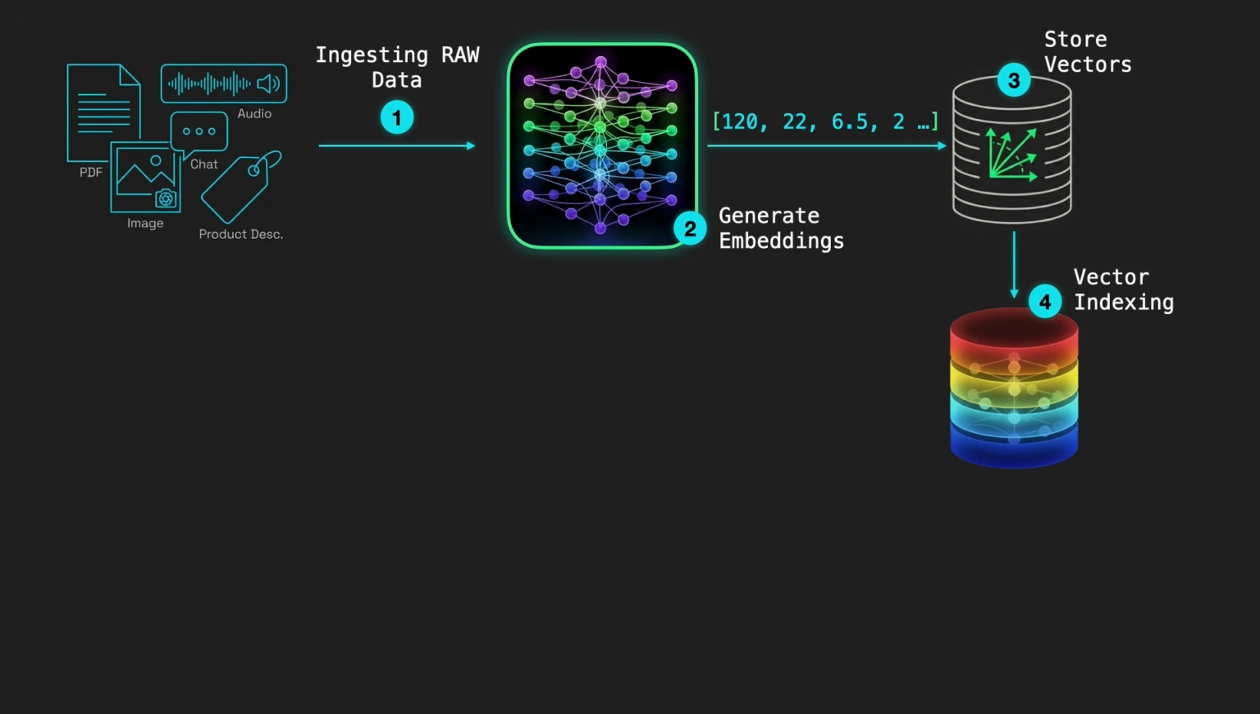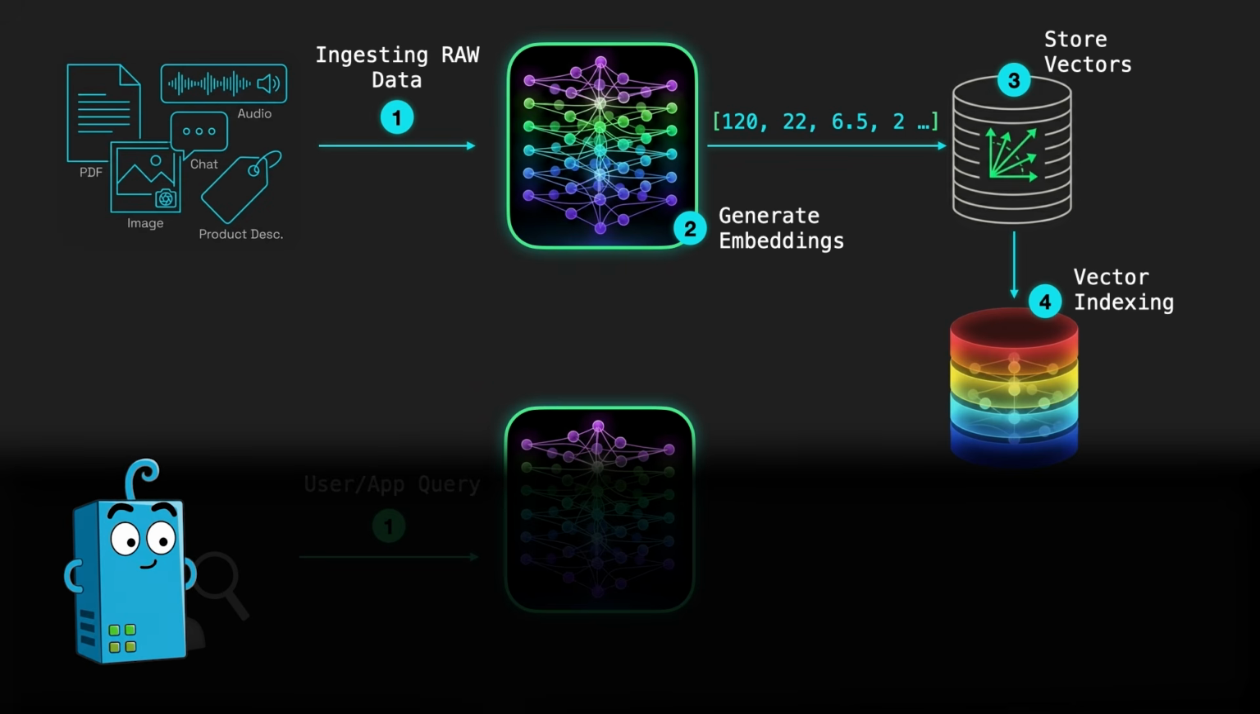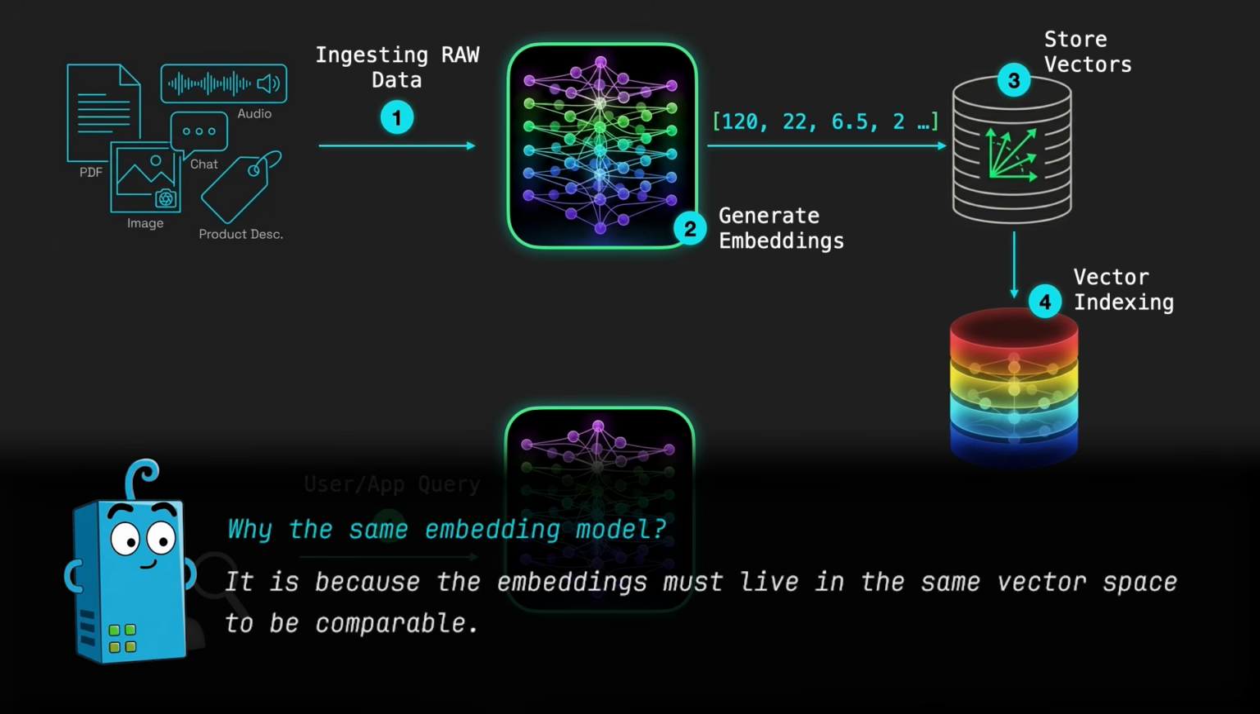Now let's look at what happens when a user actually searches. When a user or an application sends a query, for example, let's say the user searches, how do I improve my focus? We pass that query through the same embedding model. Now I want you to pause here for a moment and think, why the same embedding model? It is because all the embeddings must live in the same vector space to be comparable. That is why we need to use the same embedding model here.